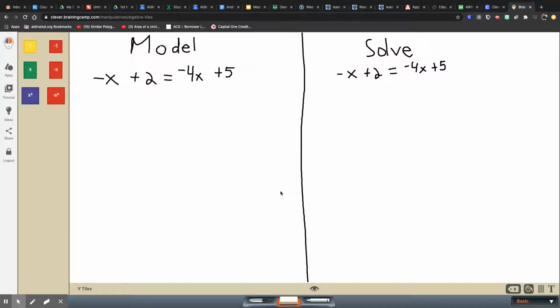All right, welcome back, mathematicians. Let's look at one more example. So here's one that's going to be a little trickier. It involves some negatives, okay?